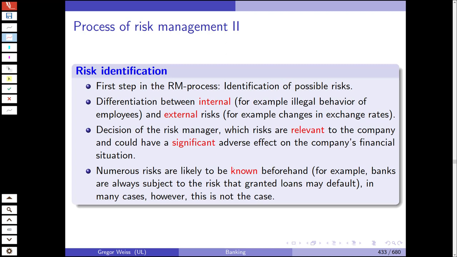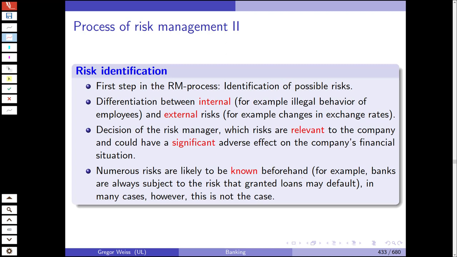First step in risk management is identifying all possible risks. We have to differentiate between internal and external risks. Sometimes with internal risks, the reason and the source of risk lies within our company, for example, illegal behavior of employees. Sometimes we cannot do anything about the source of risk because it's an external adverse effect that affects our company, for example, changes in exchange rates, market prices, etc. The decision of the risk manager is then which risks are relevant to the company and could have a significant adverse effect on the company's financial situation.